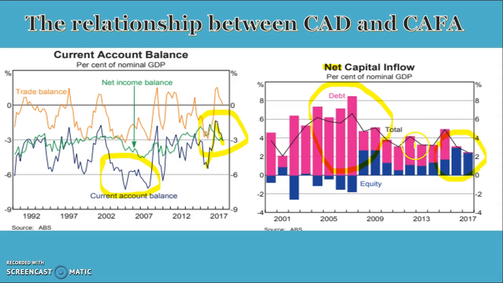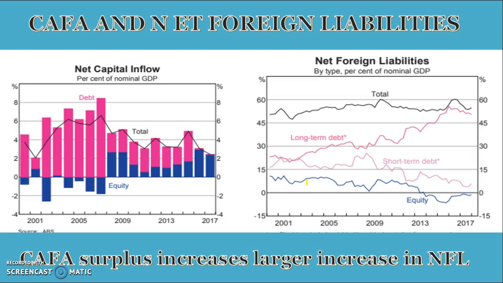The pink represents when we have debt, so we're going into debt. The blue represents when we are selling off our assets. In these years here, we actually purchased more foreign assets than we sold, and that's why net foreign equity is negative. If you look at this graph here, whenever net capital inflow increases, our total net foreign liabilities will grow.